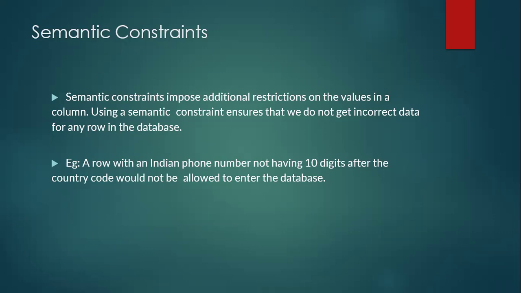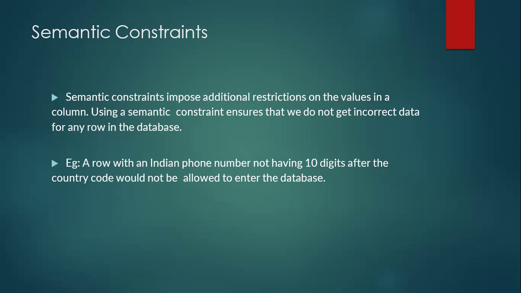Now the last one. The last type of constraint is semantic constraint. Semantic constraints impose additional restrictions on the values in a column. Using semantic constraints ensures that we do not get incorrect data for any row in the database. All types of constraints are used to restrict irregular values, to stop irrelevant, incorrect data from entering the database. So the role of semantic constraint is to restrict incorrect data.